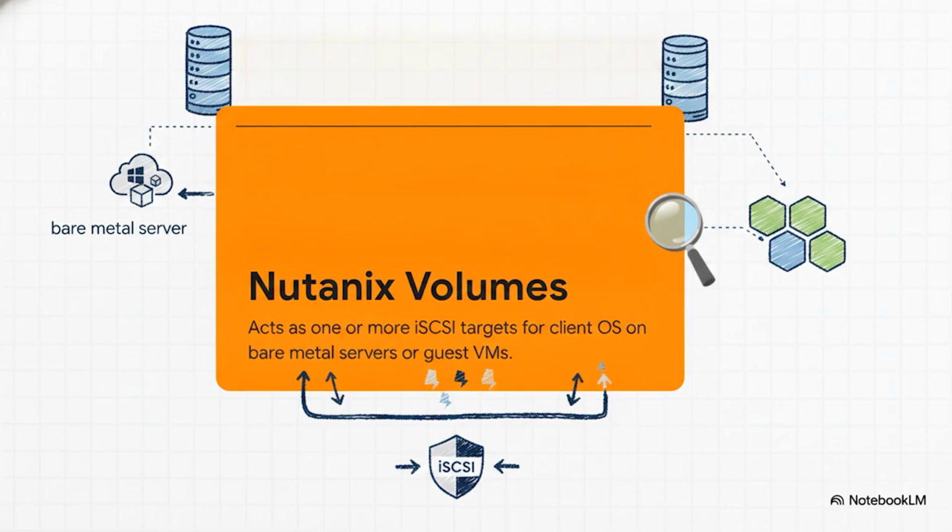But here's the crucial distinction you have to keep in mind. Those operating systems can be running on a traditional bare metal server, or they can be guest virtual machines, meaning VMs. By defining volumes specifically as an iSCSI target for guest VMs and bare metal clients, we immediately see its purpose. It's the essential bridge for external storage, letting these clients consume Nutanix cluster storage directly over the network, kind of like a traditional storage area network, or SAN, but you get all the distributed goodness of the Nutanix architecture.